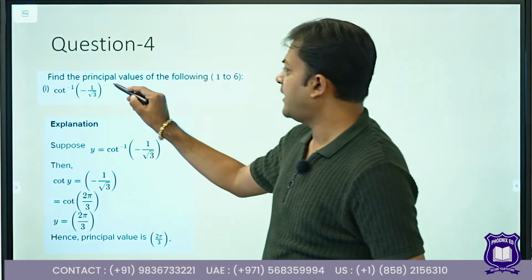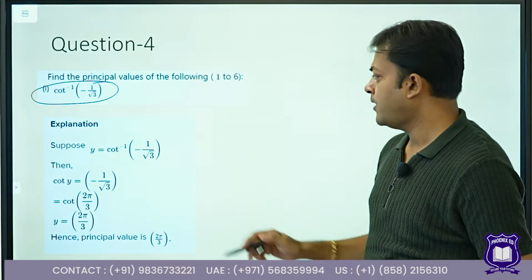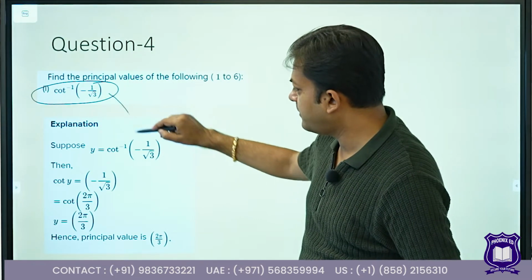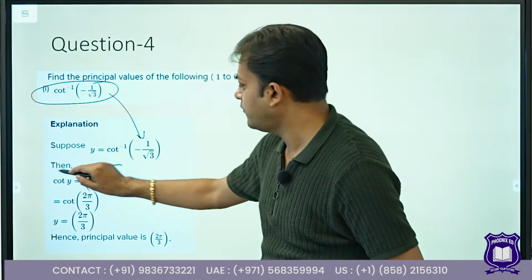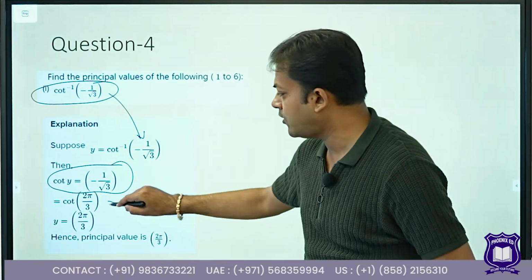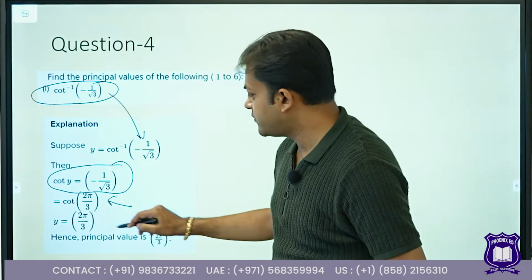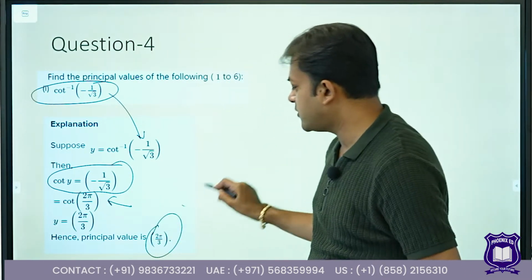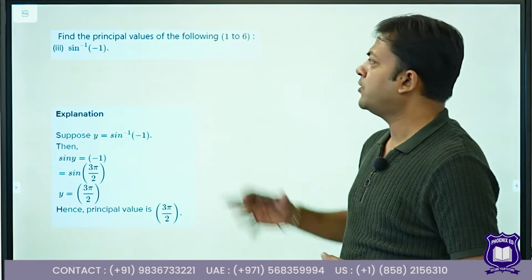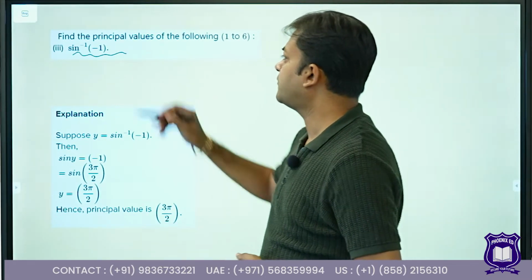Now let us find the value for cot inverse minus 1 by root 3. When we solve minus 1 by root 3, we can write cot y as minus 1 by root 3 first, which is equal to cotangent of 2 pi by 3. Solving which we get 2 pi by 3 as my principal value. Let's have a look at another problem. In this one we have sine inverse of -1.